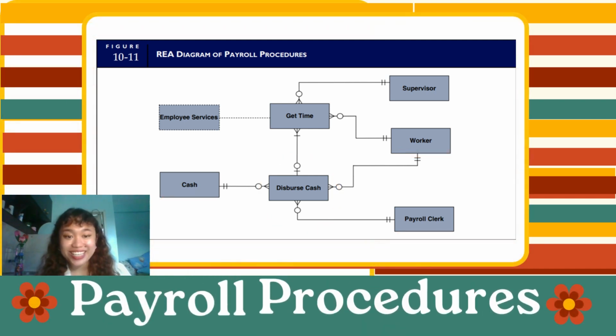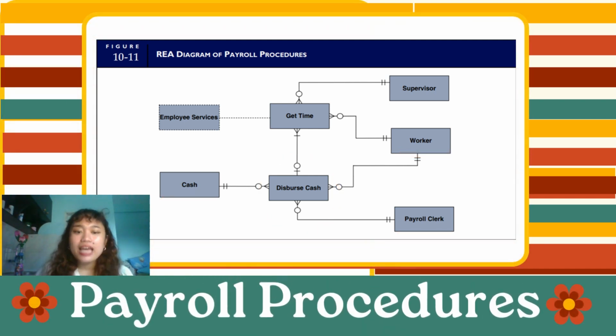So here are the associations and the cardinalities. The association between get time and the worker and supervisor entities indicates that not all employees may have contributed time during a specific period. This includes new employees or those on leave. The association between disburse cash and get time reflects the timing difference between employees contributing time and receiving payment.